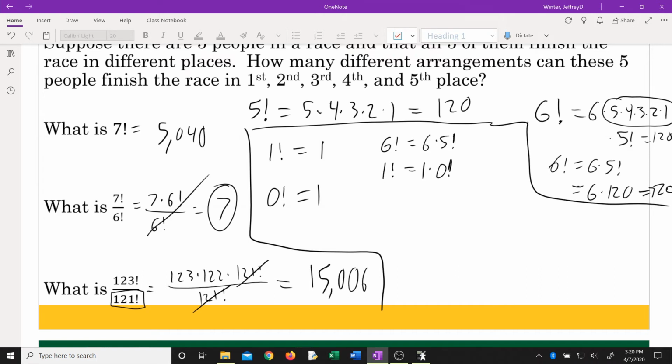Well, we know that 1 factorial was equal to 1. I think everyone is okay with that. And 1 times 0 factorial, well, 1 times anything is just that anything. So what we basically have is that 1 must equal 0 factorial.